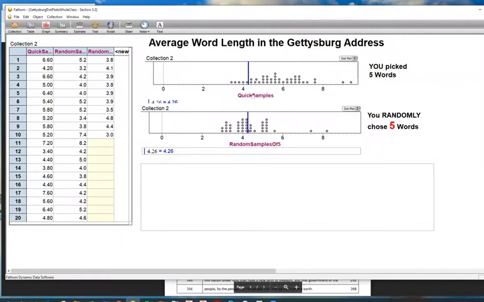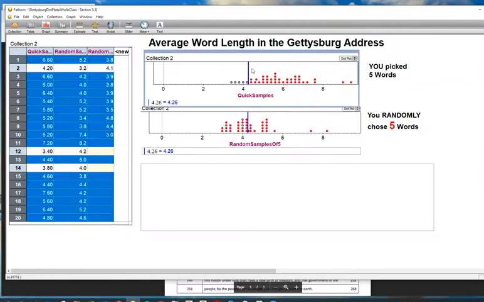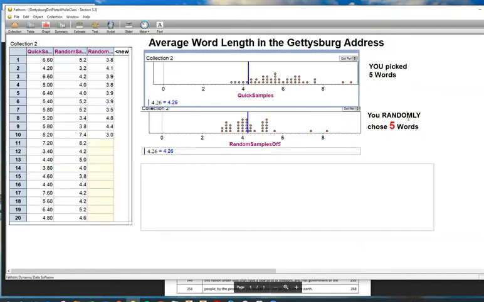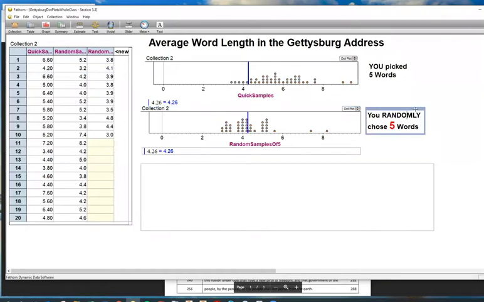Now, remember a couple of these, the one we did at the top, here's where you just picked 5 words, whatever 5 words you wanted. And remember what we saw, we eventually decided this was a very biased method because almost all of you ended up picking a sample of words that was above the blue line of truth. So that was biased.